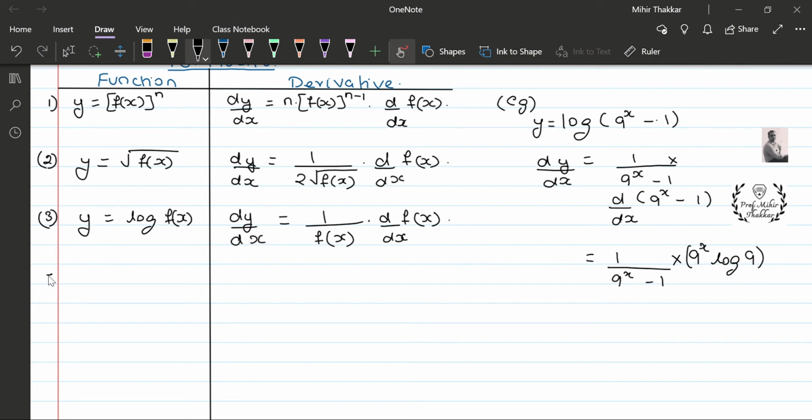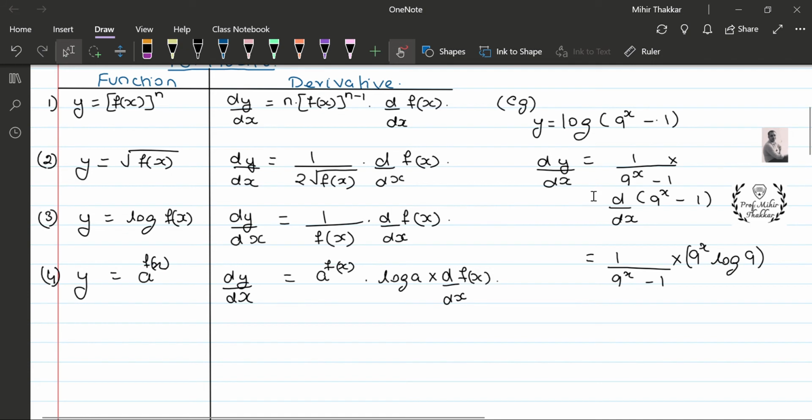Number 5. The fourth one, y is equal to a raised to x. What is the derivative of a raised to x? It is a raised to x into log a. So if I have a raised to fx, the answer for this will be a raised to fx into log a multiplied by the derivative of fx, like we did in the previous case.